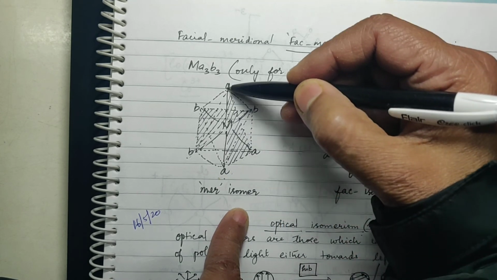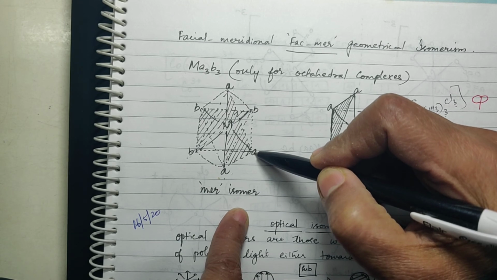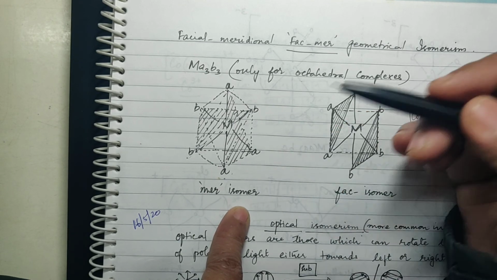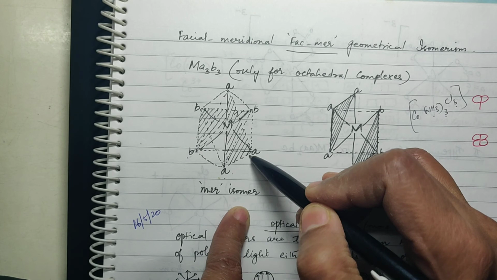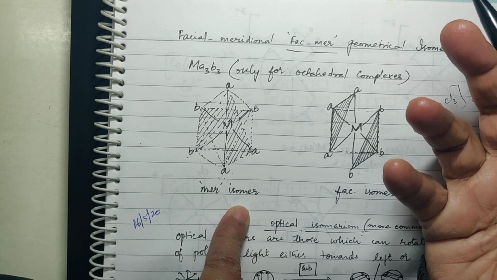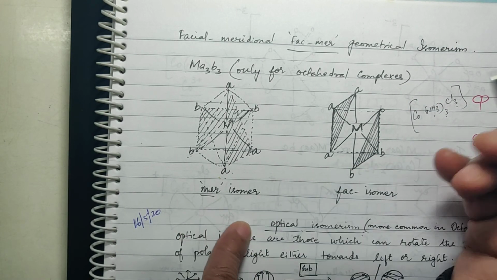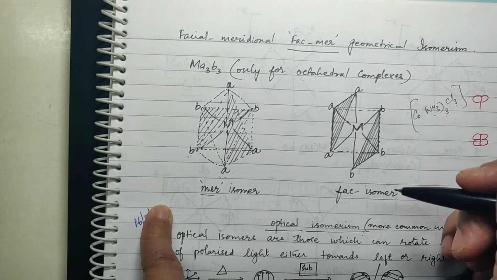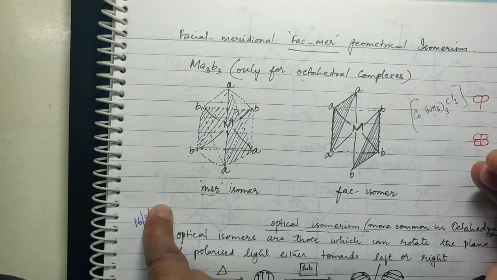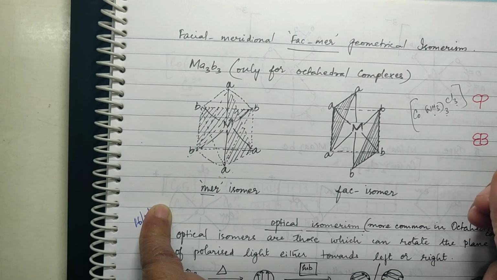Same way A, A, then the third one can be here. Right? So it can be B, B, B here also and A here also, like that. Anyway you can manage. So that is the meridional isomer, MER isomer. Then the other one is called the facial isomer.